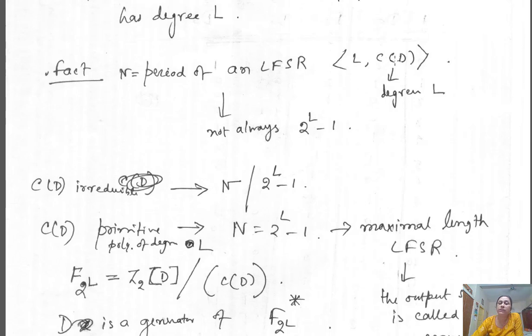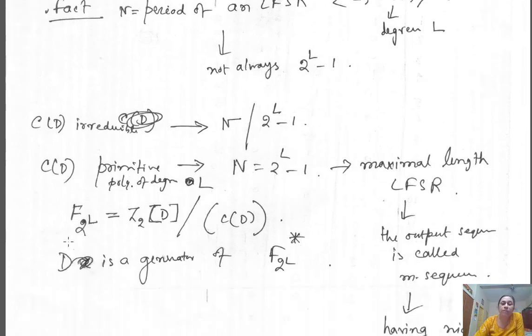So a maximal length LFSR is possible provided you choose your connection polynomial to be a primitive polynomial. That means one of its roots must be a generator of the cyclic multiplicative group of this field. It will generate every element of this field except 0. So every element of this can be written as powers of alpha, where alpha is a root of C(D) equal to 0.